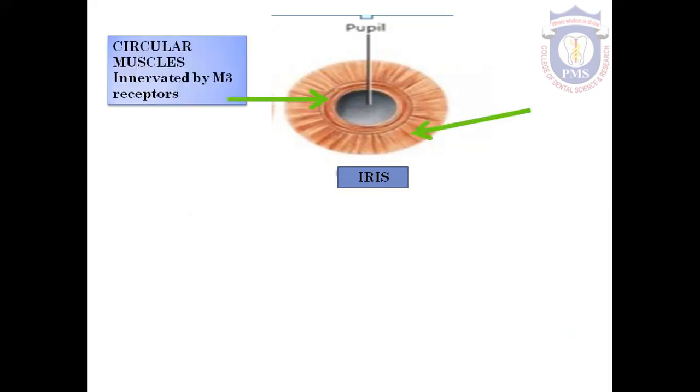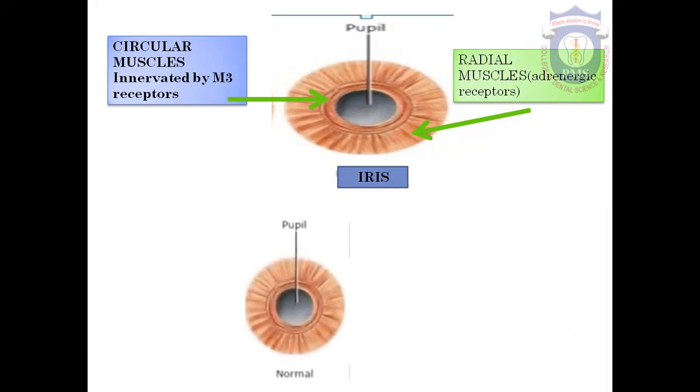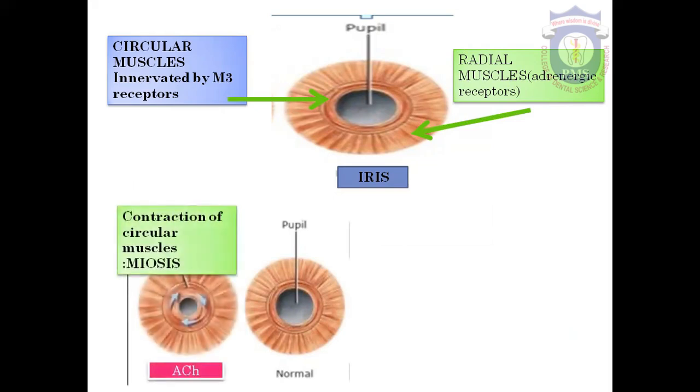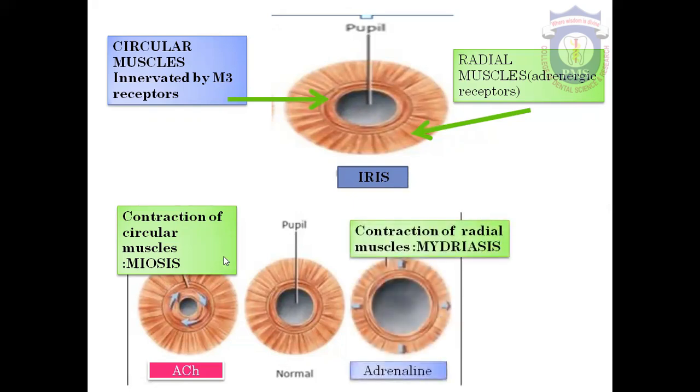The circular muscles are innervated by the M3 receptors and the radial muscles are innervated by the adrenergic receptors. When acetylcholine binds to the M3 receptors present on the iris, it will cause contraction of circular muscles and produces miosis. And if adrenaline binds to the receptors, it will cause contraction of radial muscles, which leads to mydriasis. That means dilatation of pupil.